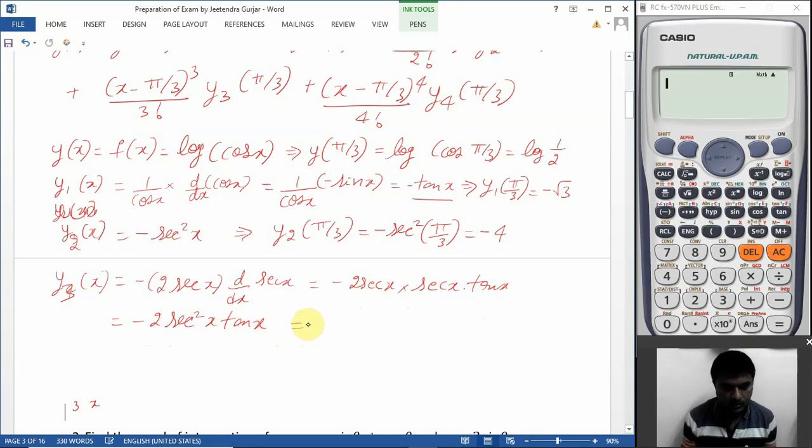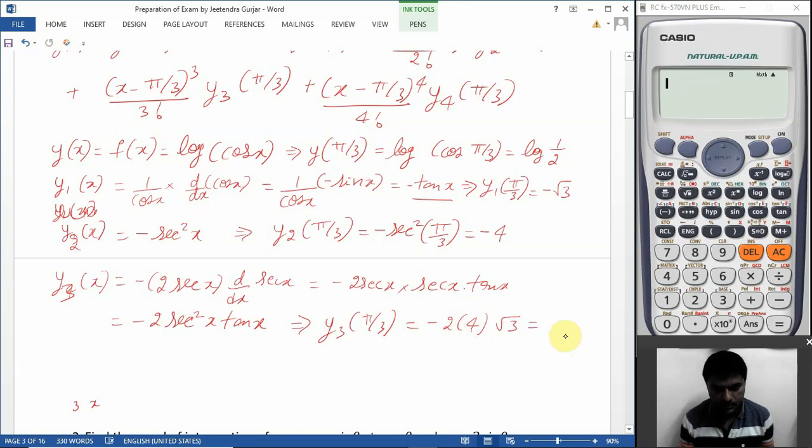Okay, so I want to calculate y3 of pi by 3. So just substitute. Sec square is going to become 4 and tan is going to become root 3. So you can say this is going to become minus 2 into 4 into root 3.